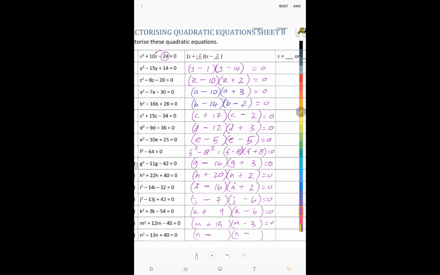Factors of 40 that add to 13. What are the factors of 40 that add to 13? It looks like 8 and 5. 8 times 5 is 40, and 8 plus 5 is 13. So 8 and 5 equals 0. That's very easy.